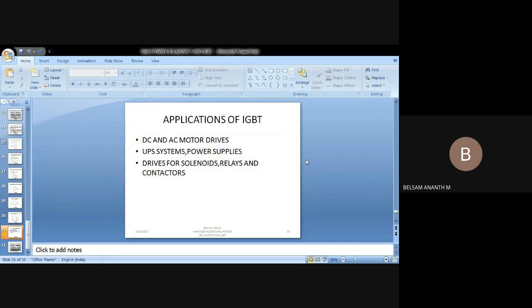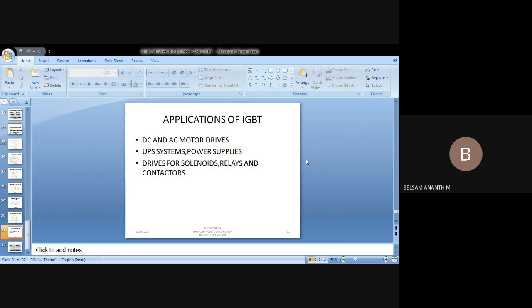Please remember, applications of IGBT include DC and AC motor drives, UPS systems, power supplies, and drives for solenoids, relays, and contacts. Please remember. DC and AC motor drives, you all know about that: DC generators or BLDC motors, and AC motor drives like single phase induction motors and synchronous motors.